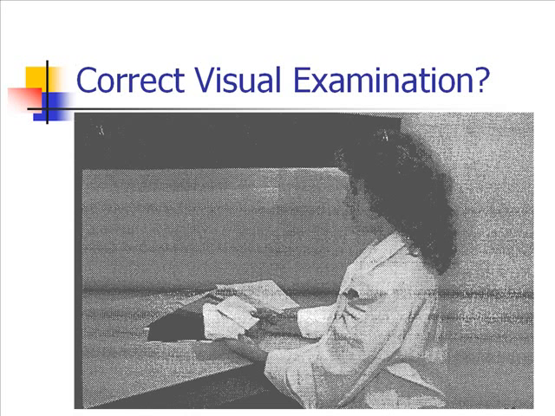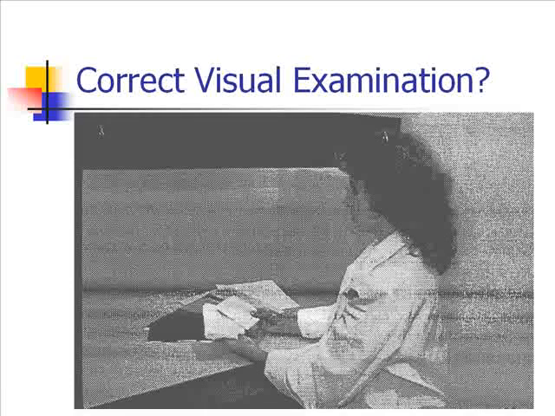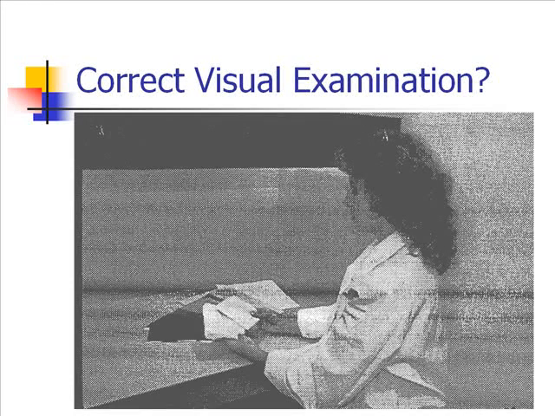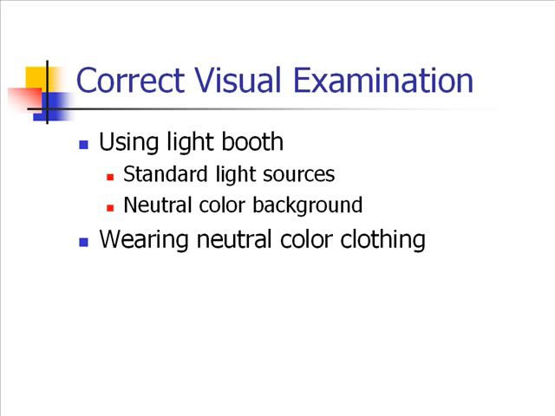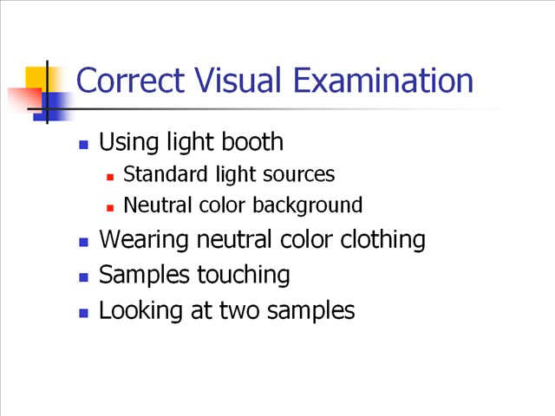What else can you say? It also looks like the light's on in the room. You know, that's not a good thing. So she's doing some things right. She's using the light booth, so we're using our standard light sources. We got our neutral color background. Wearing neutral color clothing. Mentioned that. The samples are touching. Like you mentioned, that was good. Looking at two samples. 45-degree viewing angle. She's sitting down and looking at it right. That's good. But there's a few things that are questionable.